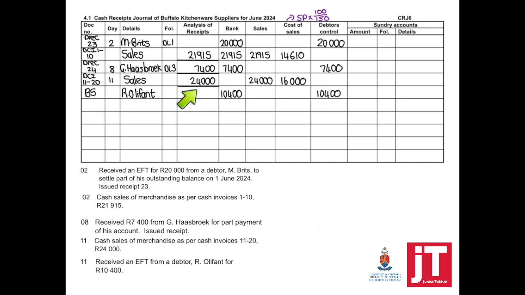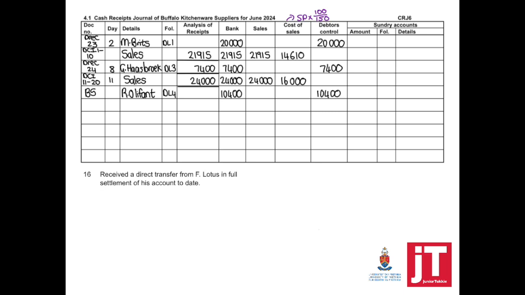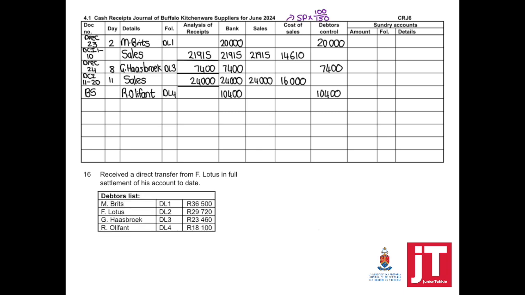Now we can draw a line. How much did we deposit in our bank account? 24,000. Day 16. Received a direct transfer from F. Lotus in full settlement of his account to date. The opening balance from the debtors list for F. Lotus is 29,720.